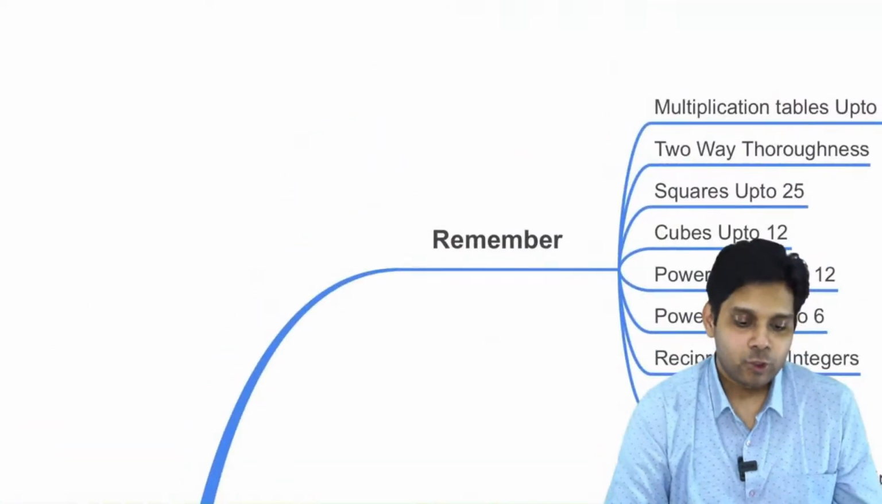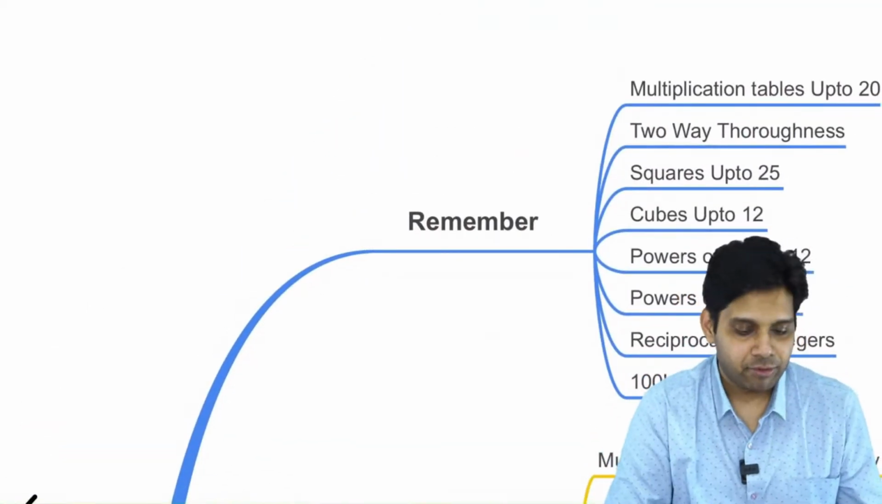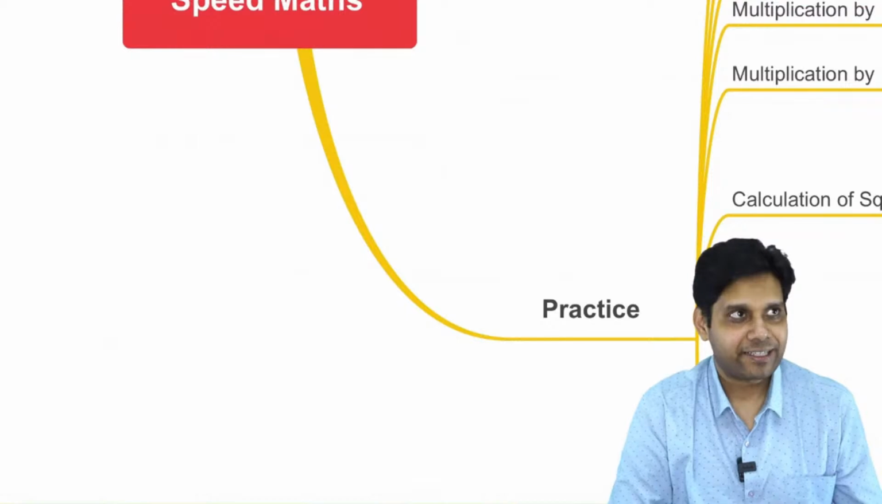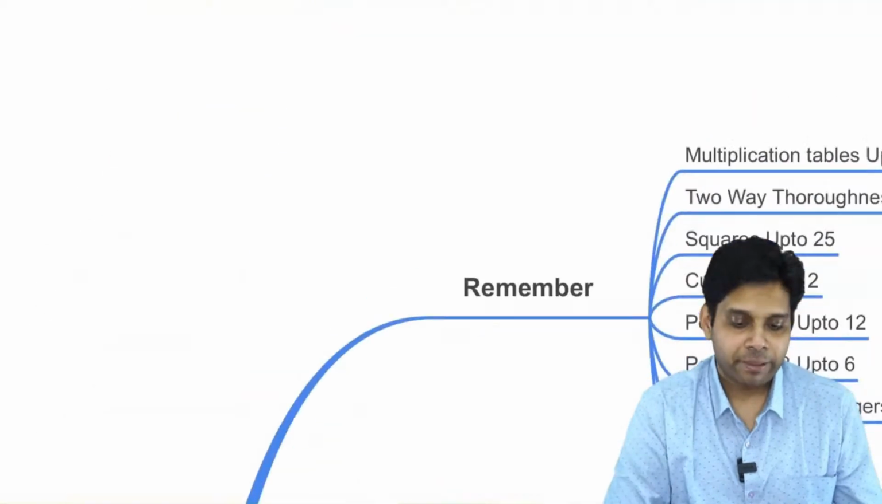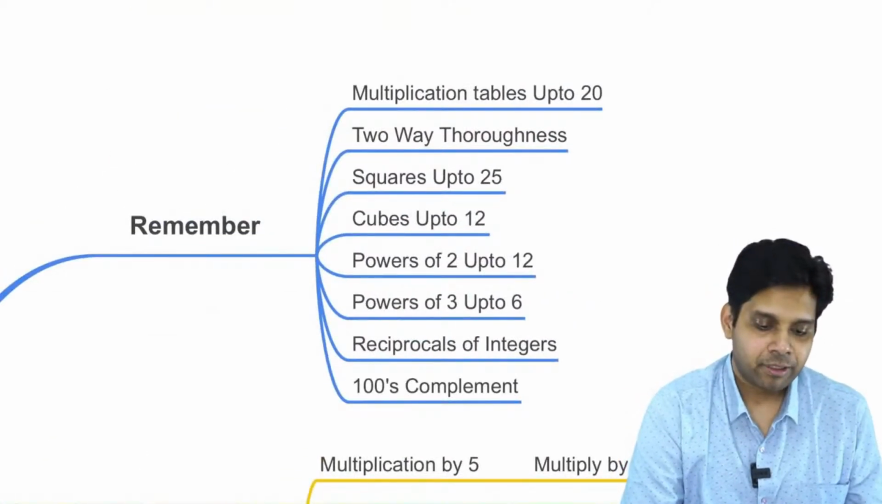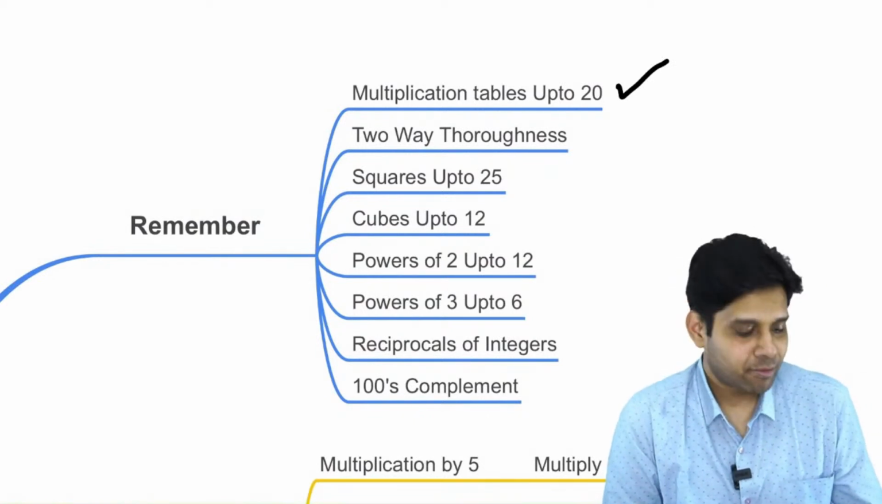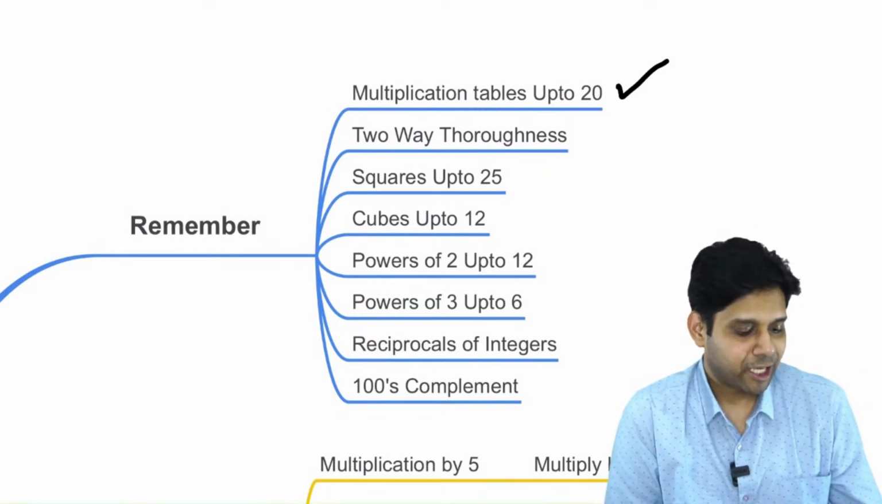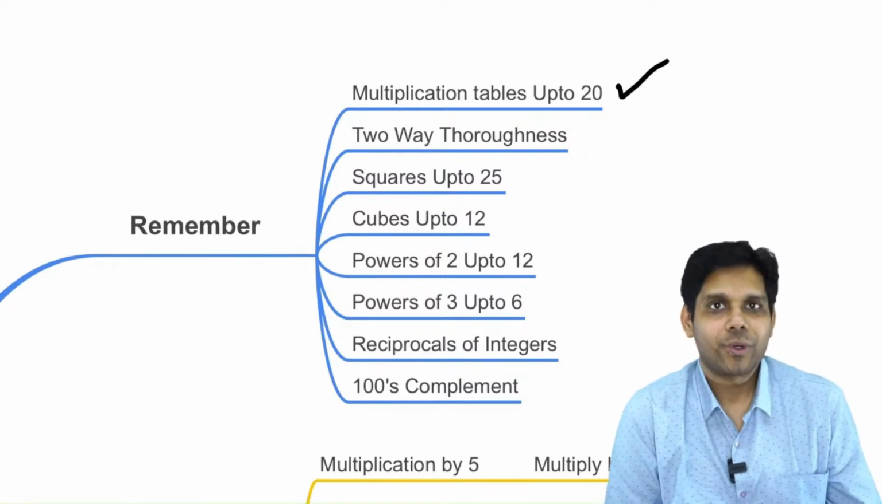Yes. So speed maths had two parts, if you remember. One was the remembering part, one was the practice part. Okay. So we'll go to the remembering part now. Multiplication table up to 20. Yaad hai? Do you remember? Everybody, multiplication table up to 20. Do you remember? Quickly tell me.